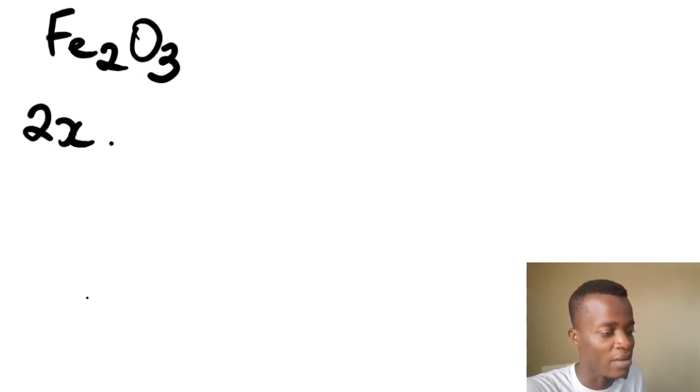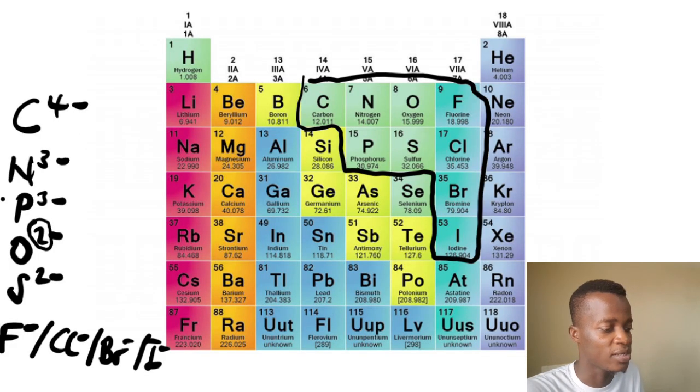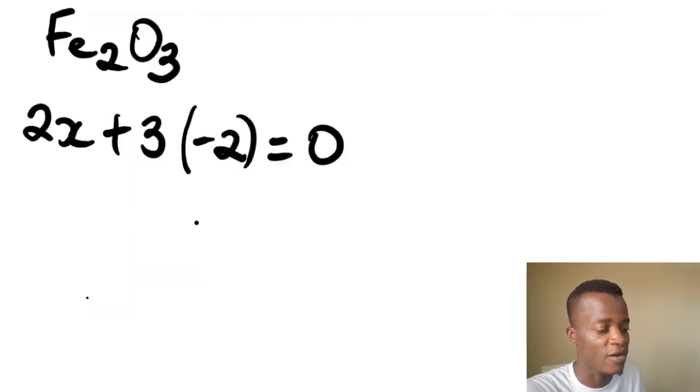For iron, the frequency is 2, times x, because we don't know it yet. 3 is the number here, times oxygen. We have to know those ones: oxygen is -2, so equal to 0. So here is what I say. Oxygen is negative 2, if you are working with sulfur it is -2, nitrogen is -3, carbon is 4.